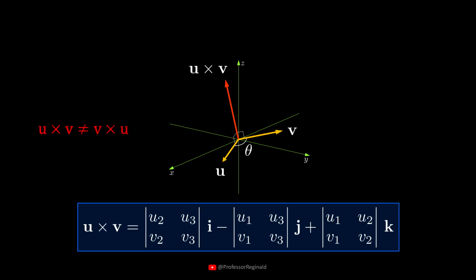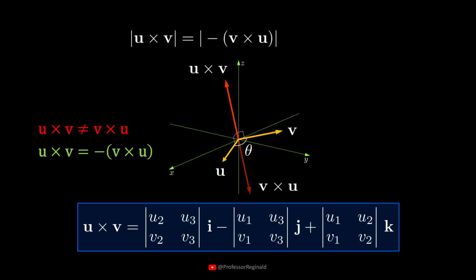U cross v is not the same as v cross u, because v cross u points in the opposite direction of u cross v. In other words, the cross product is not commutative. However, the negative of v cross u is equal to u cross v. Nevertheless, we learned that equal vectors will have equal lengths, and the length of a scalar multiple of a vector is equal to the absolute value of the scalar times the length of the vector. So the length of u cross v is equal to the length of v cross u.